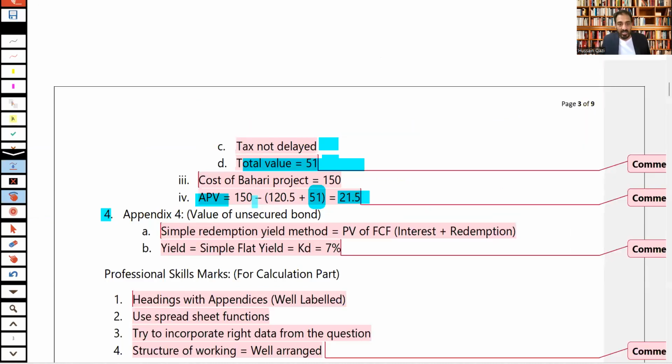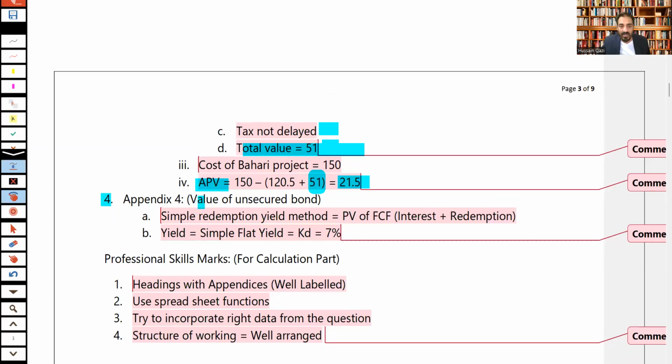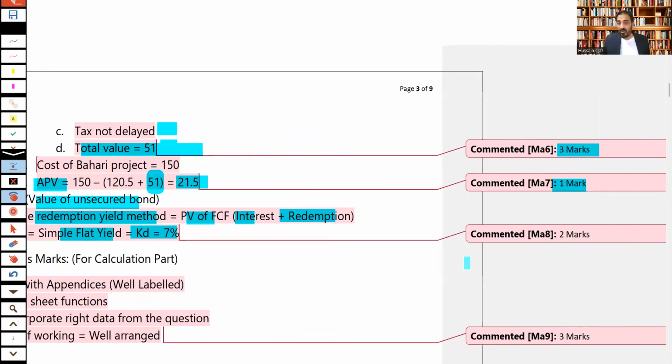If something about the value of bonds, automatically value of unsecured bonds, that's a concept of redemption yield method. Redemption yield method means present value of future cash flow, interest and redemption. In this question, there is no complexity of changes in the yield. The yield is straight flat. Flat means one discount rate will be used. That is KD 7%. So this is appendix 4. This appendix 4 having 2 marks for the redemption of the bonds.